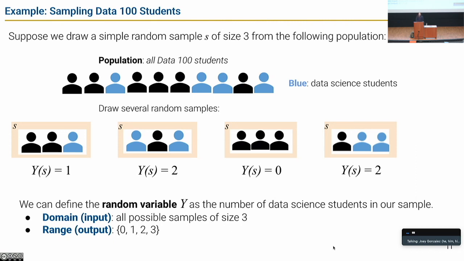So here we define the random variable y as the number of data science students in our sample. The input domain is all samples of size 3 from the class, so a set of 3 individuals. And the range is 0, 1, 2, or 3.